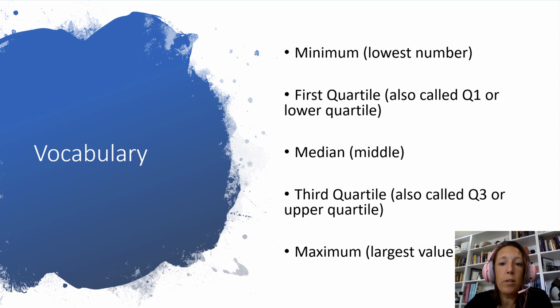Your first quartile is the middle of the bottom half. The median is the middle. The third quartile is the middle of the top half. And the maximum is the largest value. We're going to talk about it in a little more detail on the next slide, but for now I just want you to write down the minimum, the first quartile, the median, the third quartile, and the maximum. And make sure you know what each of those means.